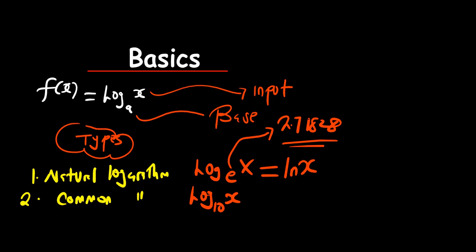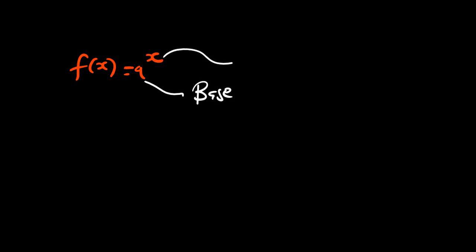Then what other thing are you supposed to understand? If you have a function f of x is equal to a to the power x, this is what we are calling exponential functions. They are inverses of log functions. So the a in this case is the base. The x is what we call the power or the exponent. So we're dealing with the powers, or what you used to call indices.